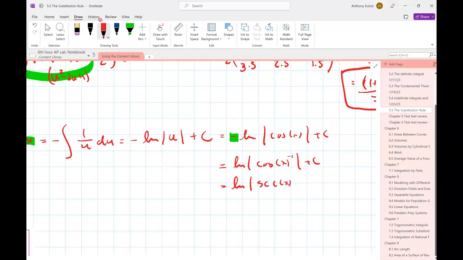So the way this would typically be written would be the natural log of the absolute value of secant x plus c. And if you wanted to, you could use this as an antiderivative rule in the future. You could add that to your list: the integral of tangent x is the natural log of the absolute value of secant x plus c, right? Yes? Sure.